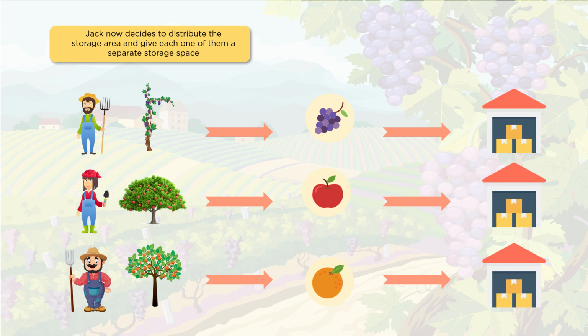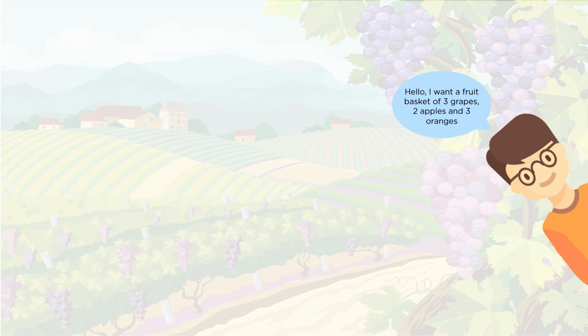And you can look at this in computer terms. We have our people that are the processors. We have our fruit that's the data, and you can see it's stored in the different storage rooms. So you can see me popping up there getting my hello, I want a fruit basket of 3 grapes, 2 apples, and 3 oranges. I'm getting ready for a breakfast with family, a very large family. My family's not that large.